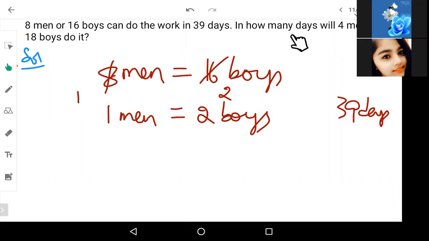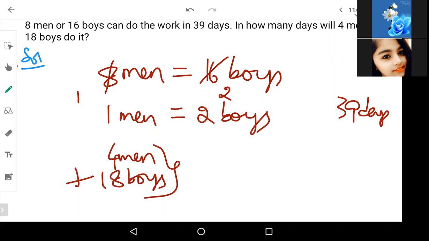In how many days will 4 men and 18 boys? Now again be careful, it is "and". So 4 men plus 18 boys, they are together now. 4 men and 18 boys. In how many days will they do the work? We have to find out.